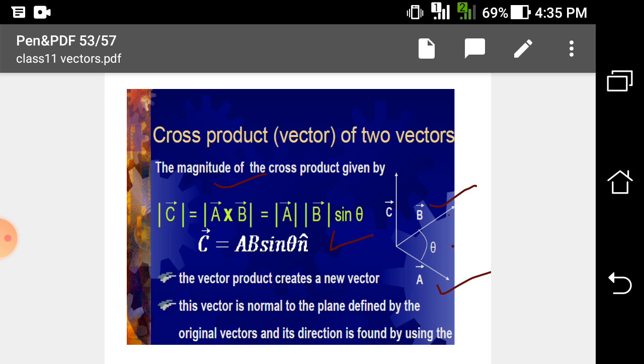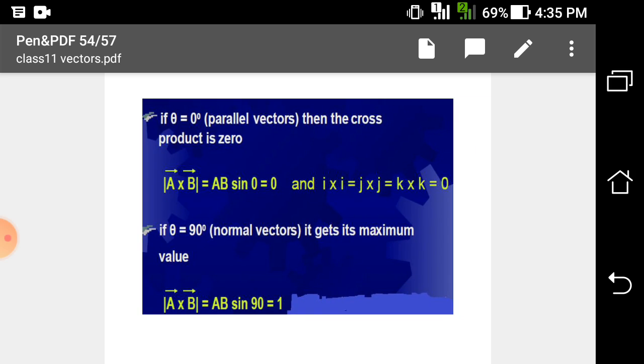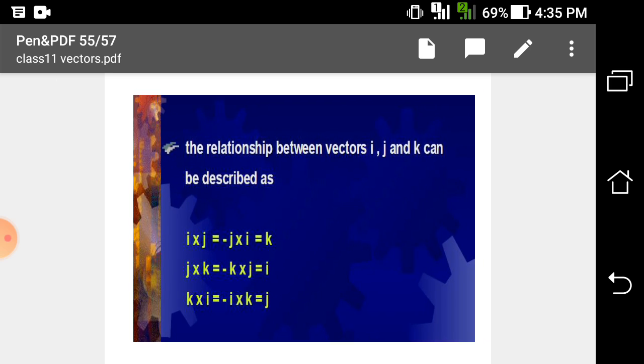The next one is, if theta is 0, then sin 0 is 0. So I cross I, j cross j, k cross k are 0. That is the cross product between two same vectors. I cross I means theta is 0, sin 0 is 0. So I cross I is 0, j cross j is 0, k cross k is 0. If theta is 90 degrees, sin 90 is 1. So we have I cross j is equal to k, j cross k is equal to I, and k cross I is equal to j. Means I cross j is k, j cross k is I, k cross I is j cap.